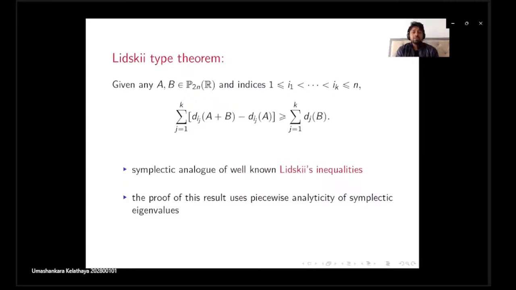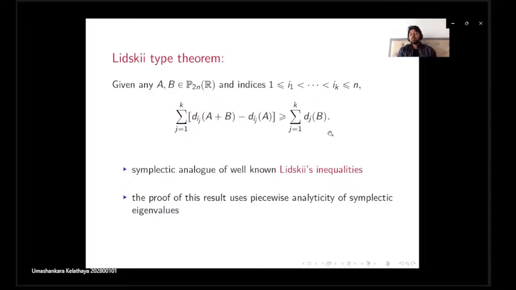We were able to prove that if A and B are any positive matrices, then the following set of inequalities hold. We take any k arbitrary indices, then the difference of the sum of the symplectic eigenvalues of A plus B and A corresponding to these indices is greater than or equal to the sum of the first k symplectic eigenvalues of B.